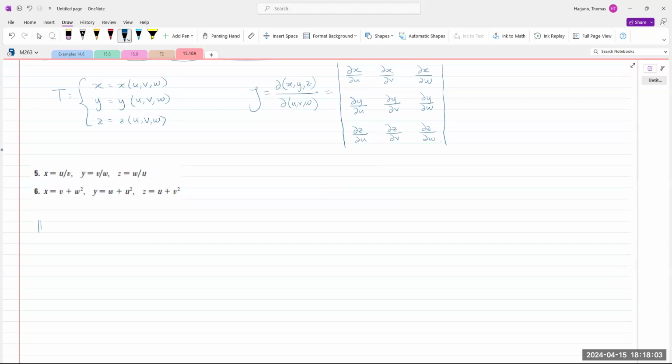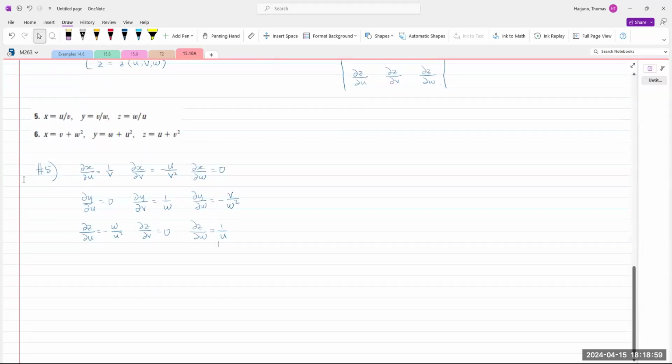Number 5. Okay, so ∂x/∂u is 1 over phi. ∂x/∂phi is negative u over phi squared. ∂x/∂w equals 0. ∂y/∂u equals 0. ∂y/∂phi is 1 over w. ∂y/∂w is negative phi over w squared. ∂z/∂u is negative w over u squared. ∂z/∂v is 0. ∂z/∂w is 1 over u.